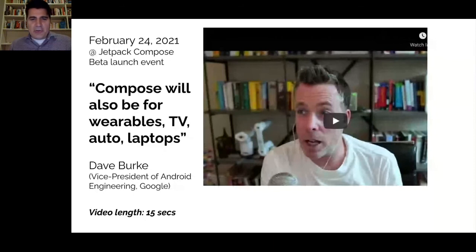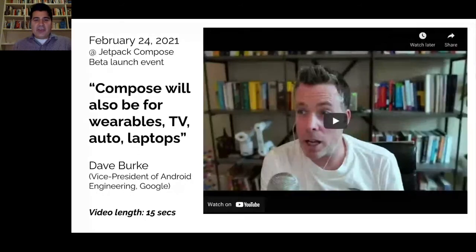Yeah, so as you can hear from the words of Dave Burke, this is really a very important statement. I had never heard someone from Google saying so explicitly that Jetpack Compose is going to be not just for the phone. It's not surprising, we would expect that, but with a statement like that, we can really start using Compose already safely, knowing for sure it's going to be the future for all Google platforms and not only Google platforms.